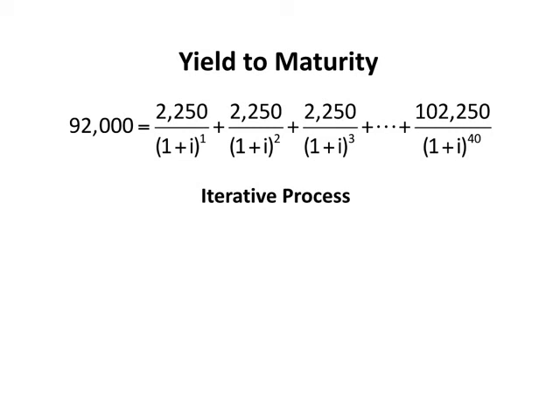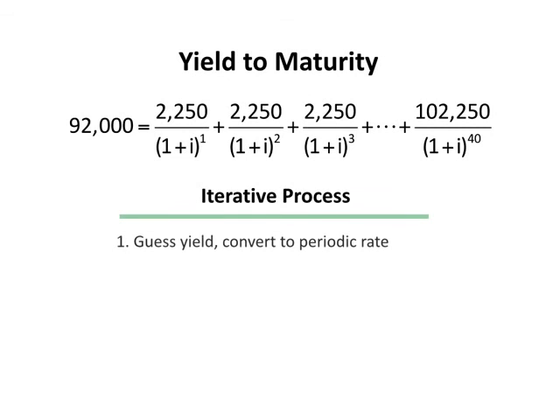Replayed here is the price-yield formula with the price and cash flows inserted. The one value not yet determined is the I. The iterative process begins by assuming some value for yield to maturity, which is then divided by the number of compounding periods per year to convert the annual yield into a periodic rate. That periodic rate is then plugged into the formula as the value of I, which is then used to compute the present value of the cash flows.